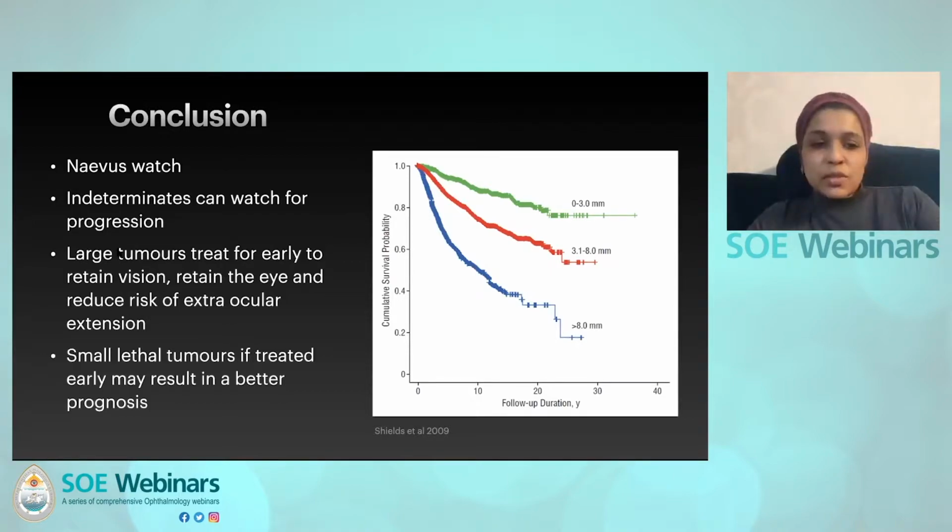The larger tumours are mainly treated, so the big melanomas, to try and retain as much vision as possible, to try and retain the eye as much as possible, and to reduce the risk of extraocular extension. But I think our focus in the future will be these smaller melanomas, which theoretically, if we treat them earlier, may be our only way of influencing patient prognosis in the future.